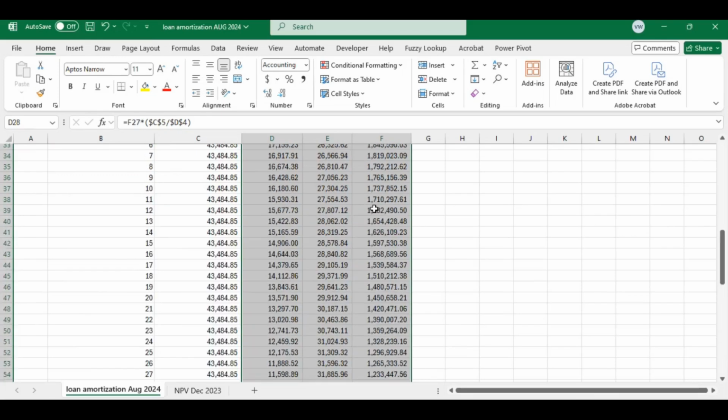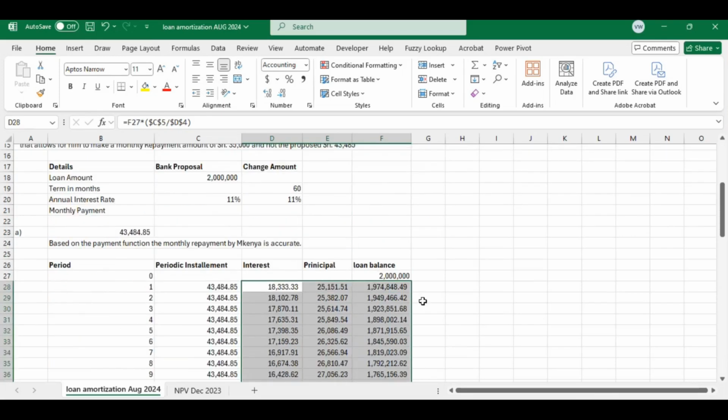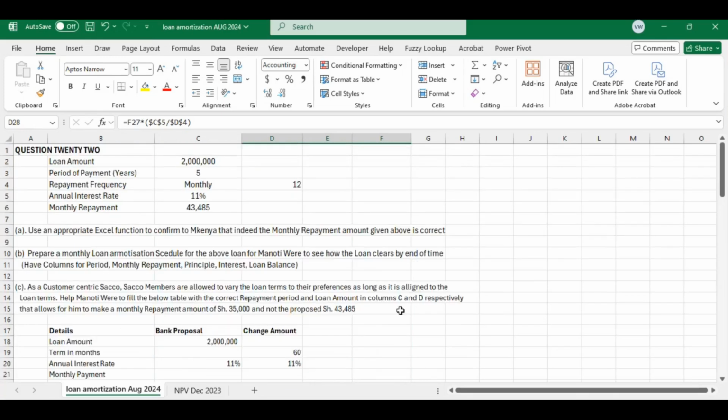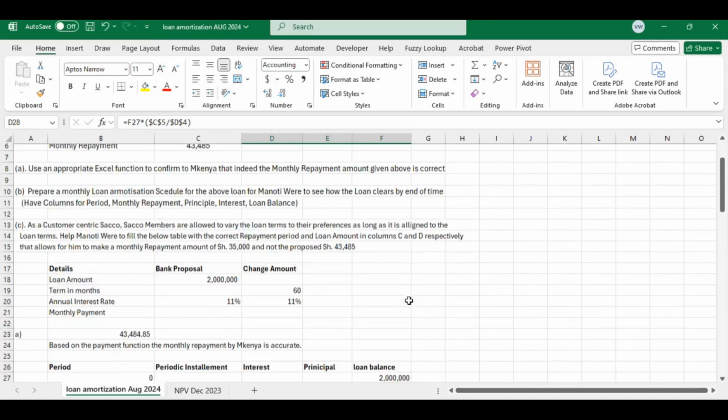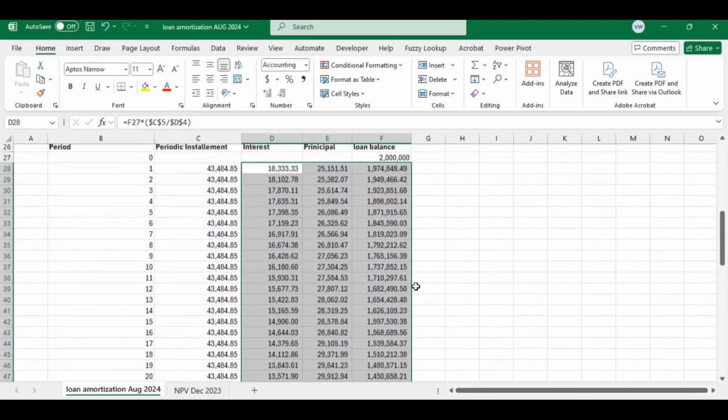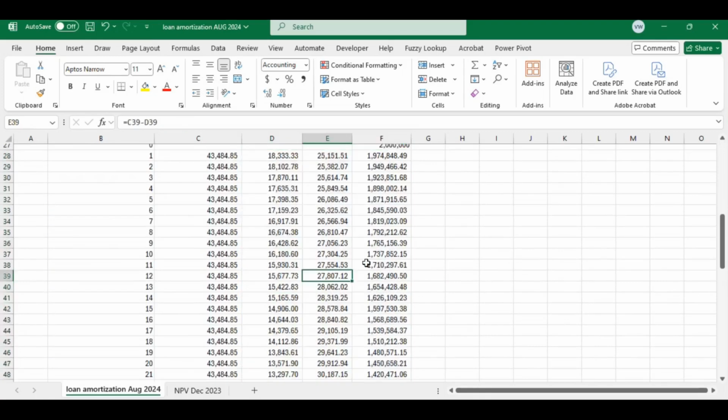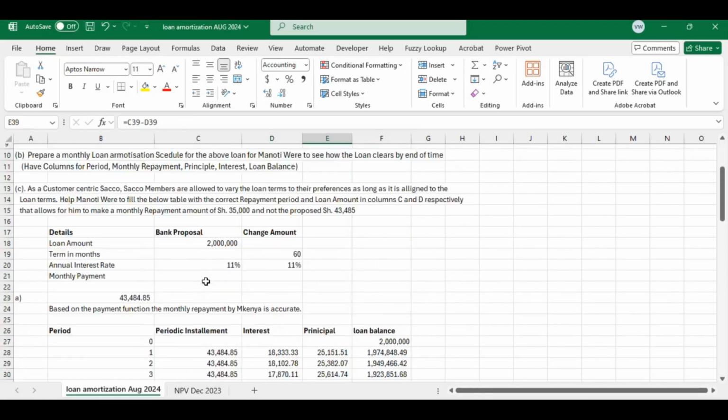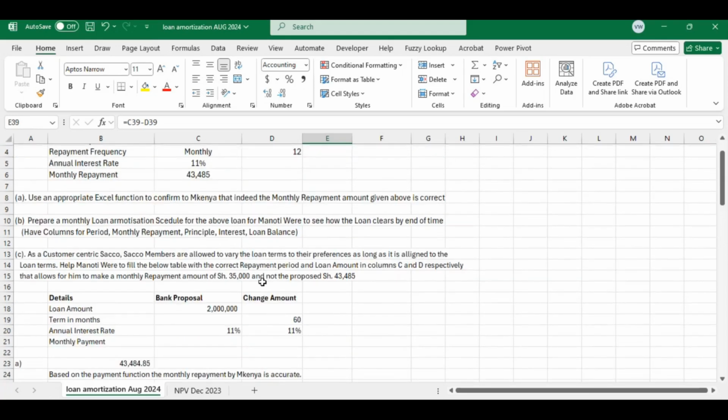So just at the click of a button, you're able to prepare that loan repayment structure. That is how easy it is once you know how to use relative and absolute referencing. And that is how you answer part B of the question.